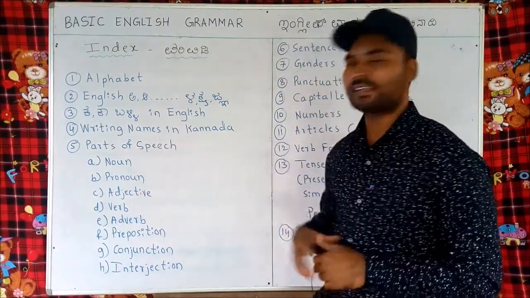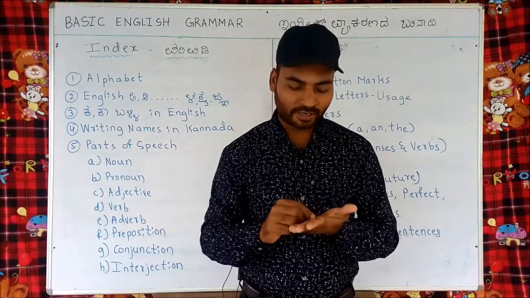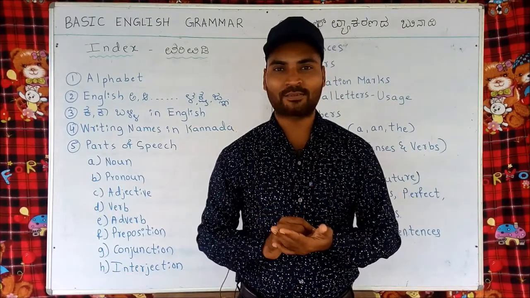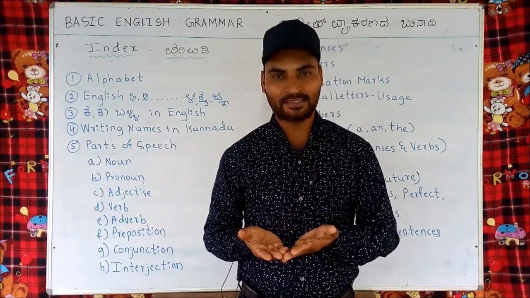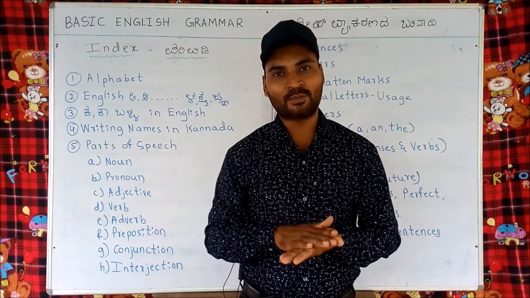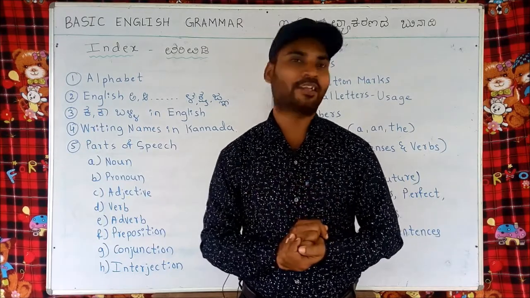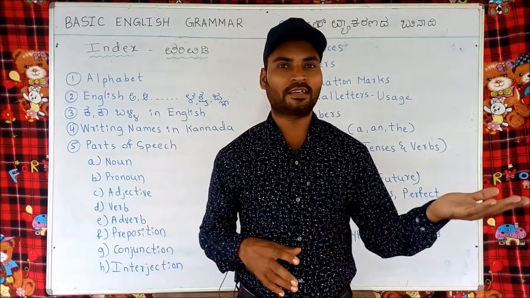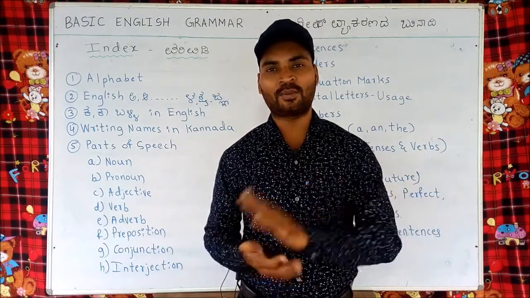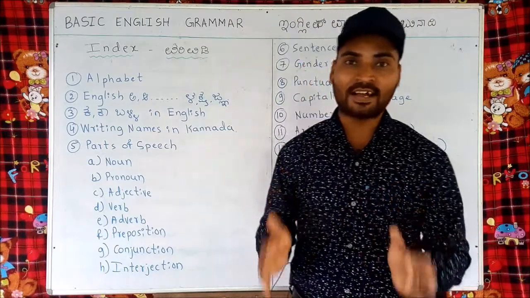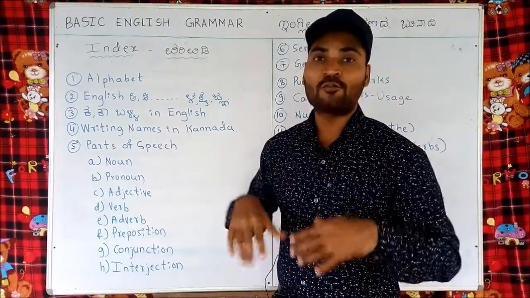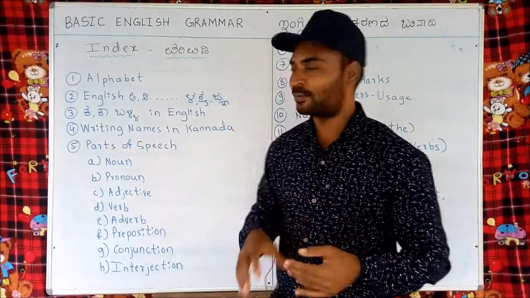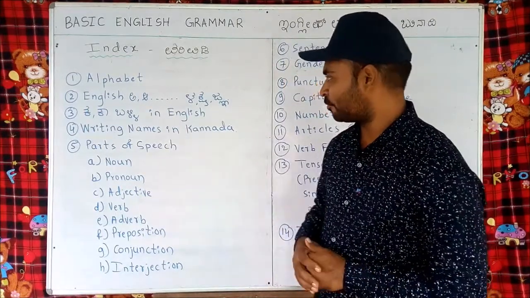Then writing names in Kannada. We usually write our names in Kannada script, but we have to learn to write these names in English script also. For example, Ramappa we write in Kannada, that we should write in English as Ramappa. Sita. How we should write these names in English, that thing we learn in the fourth lesson.